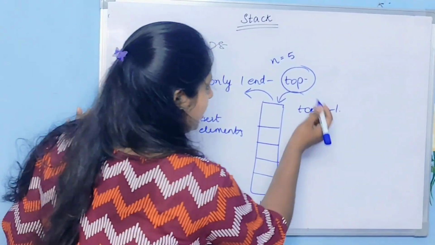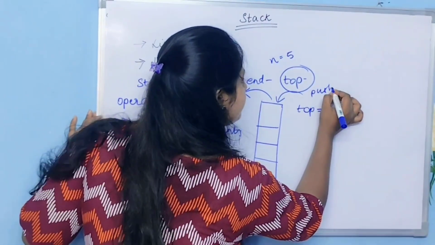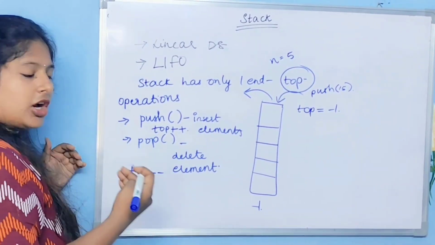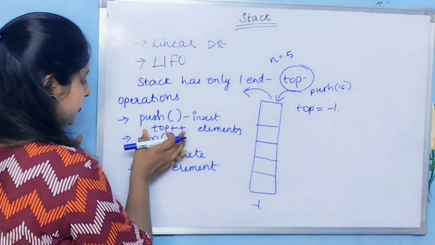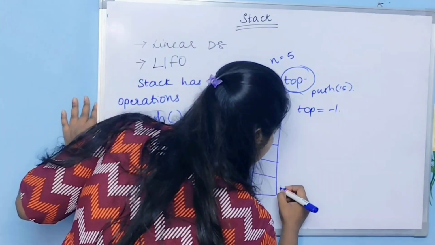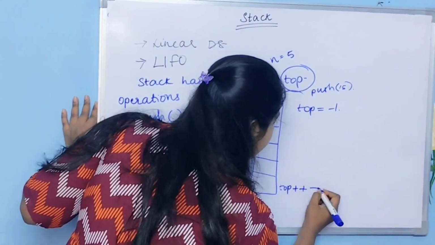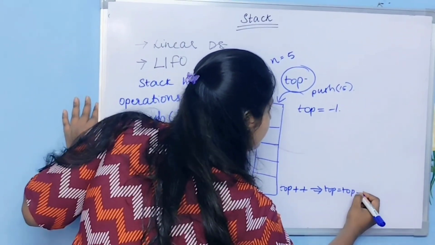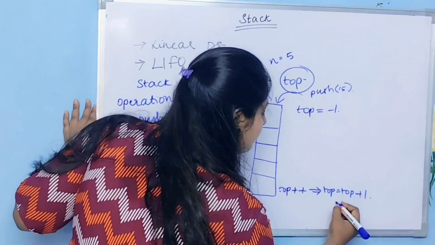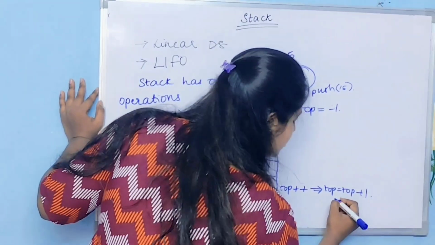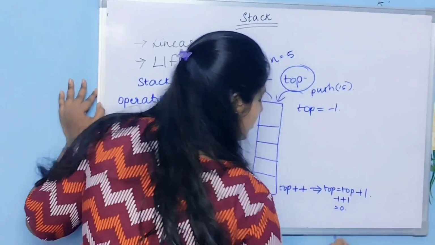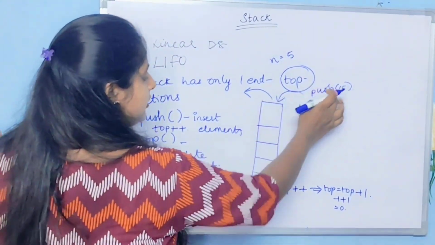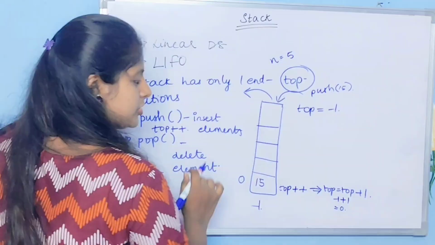Okay, now I'm trying to push an element, push 15. Okay, what did I tell you? Each time when I insert, top should be incremented. What is my top right now? -1, right? So now if I increment my top, it becomes top equals top plus 1, right? What is my top value? Initially it was -1. So -1 plus 1 equals 0, right? So this is 0th position, and the new element will be added at 0th position.